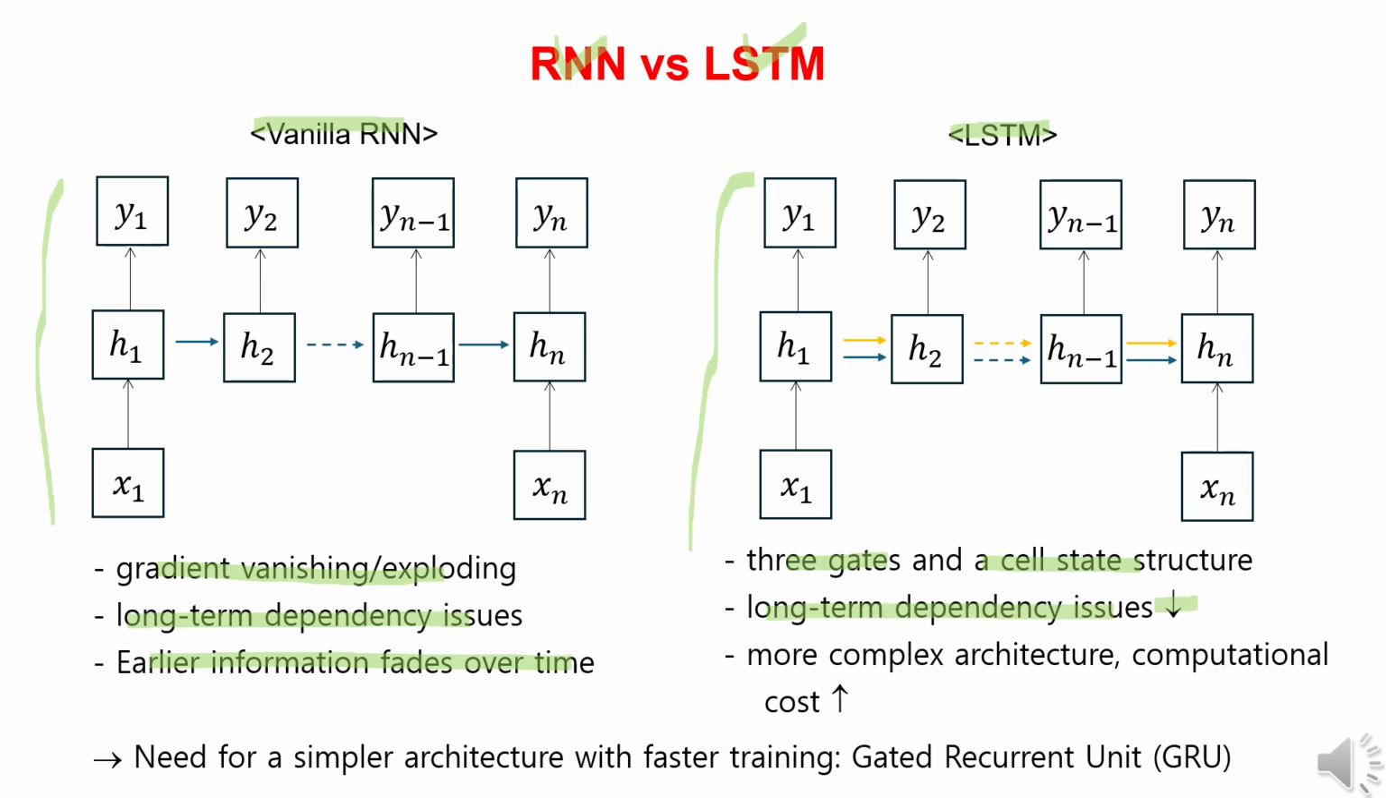However, this more complex structure increased the number of parameters and computational cost, which can slow down training. Because of this, researchers started looking for a more efficient architecture that could balance the simplicity of RNN with the strong performance of LSTM. That's how the GRU was introduced.